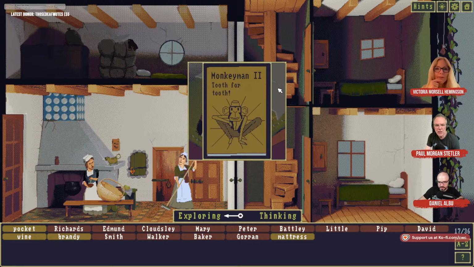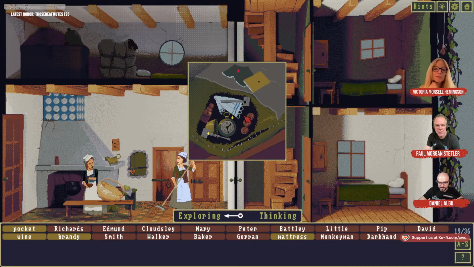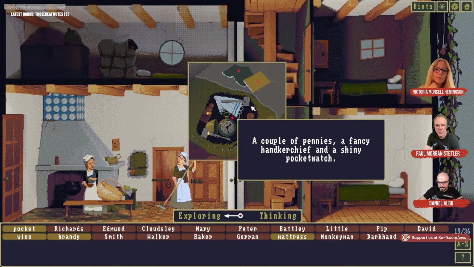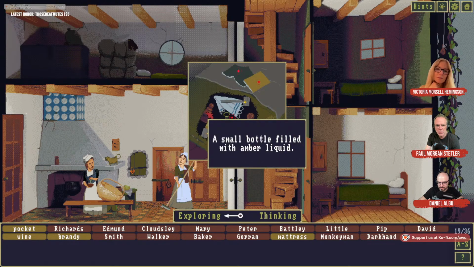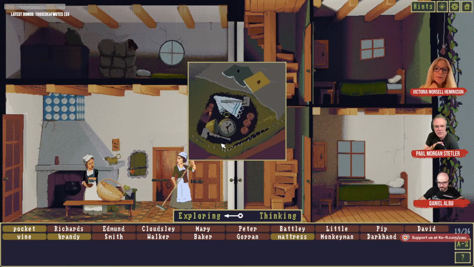Mattress. Monkey Man 2. Tooth for Tooth. Monkey Man 1. Stripe versus Striped Dark Hand. Couple of pennies, a fancy handkerchief, and a shiny pocket watch. All right. Small bottle filled with amber liquid. A lot of these are just red herrings, aren't they? Yep. Seems like it.